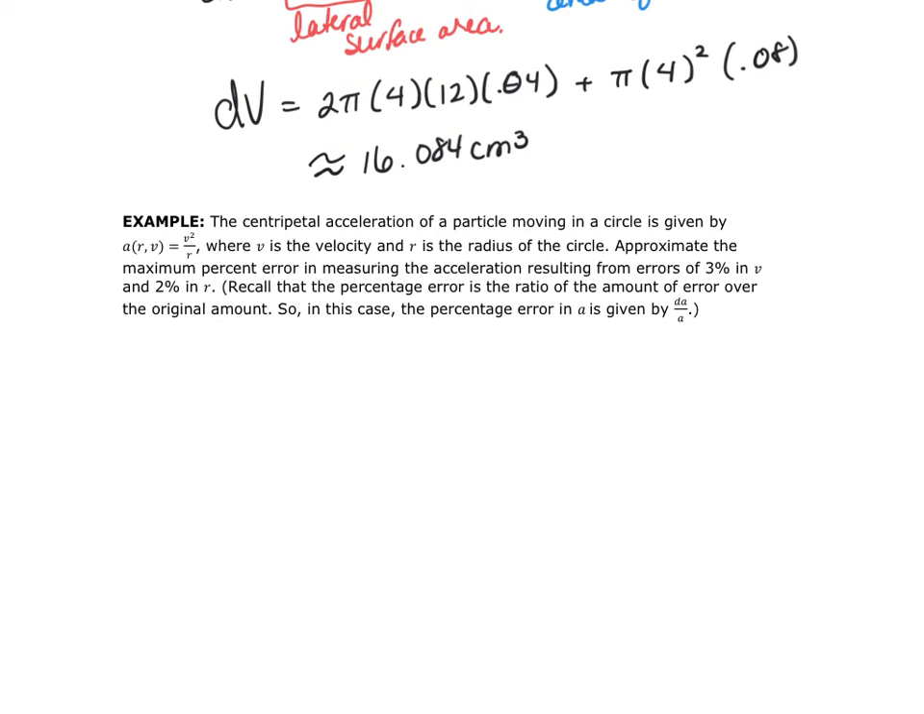So the first thing we're going to do is find our dA, or our differential. And we're going to do it first with respect to r. I guess we could do it with respect to v first. Let's do it with respect to v first. So it's going to be 2v and then r, because r is just a constant, and then it's going to be dv, and then it's going to be the derivative of r raised to the negative 1, so negative v squared over r squared, and then dr.